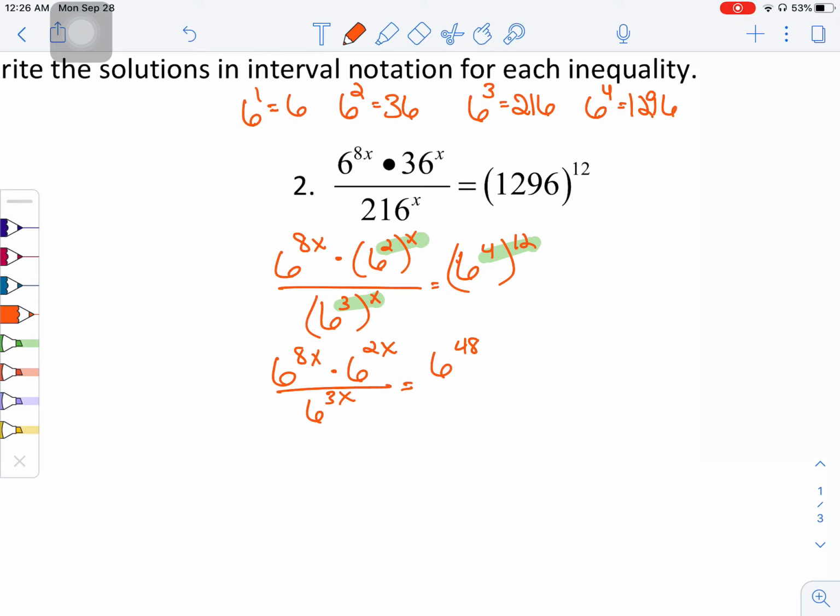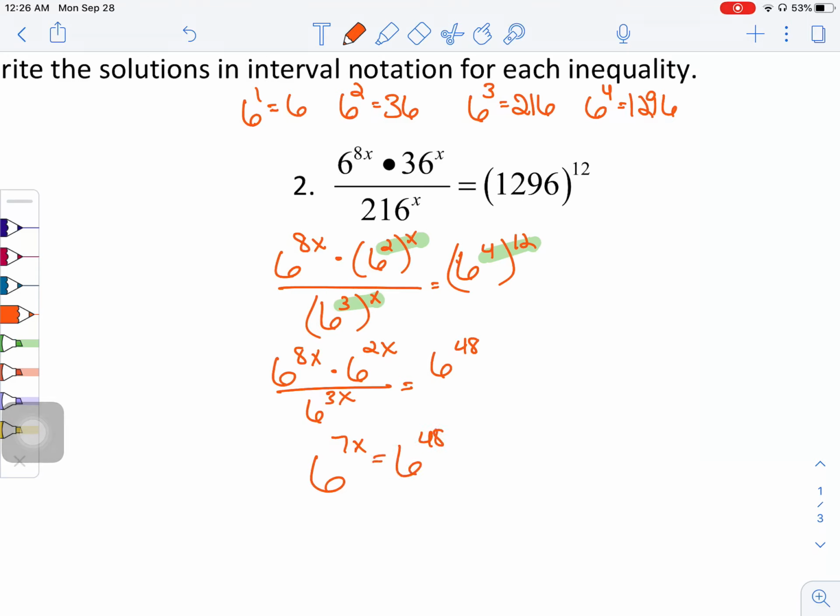All right. 3 things are happening with this problem on the right. No, that's the left, on the left side. We've got 2 things in the numerator that are being multiplied together. So I'm going to be able to add those exponents. And separately, I'm dividing by the same base, so I get to subtract that exponent. So 8x plus 2x is 10x. 10x minus 3x turns this whole left side into 6 to the 7x.